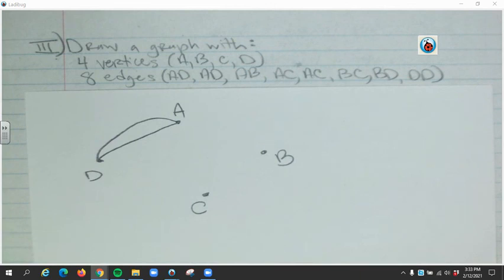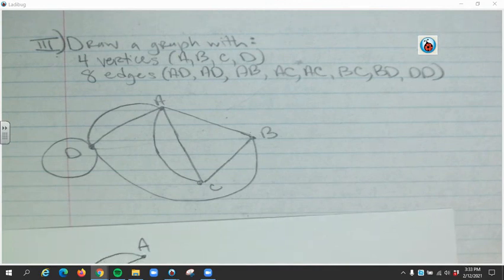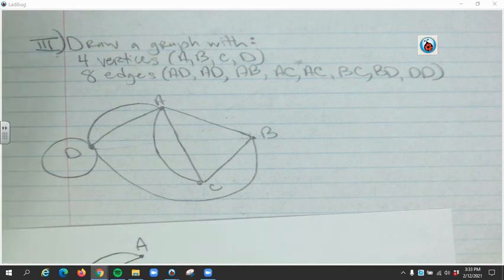So I encourage you to pause the video and see if you can figure out what the right answer is. Hopefully by this point you've got it figured out. My answer looks like this. Your answer might be slightly different, but you can tell right away that it looks like BC is connected one time, D is your loop, AD is your multiple edge, so is AC.